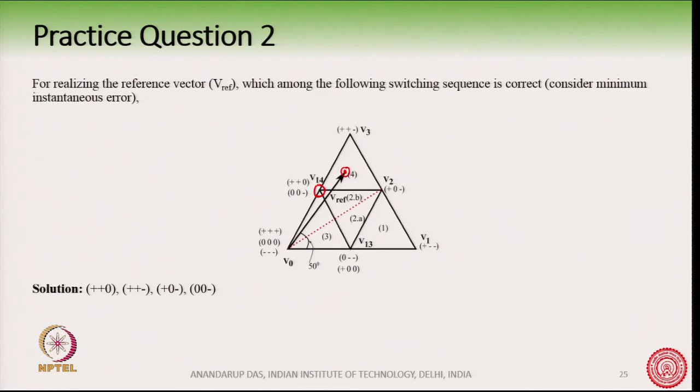So, the switching will start from here. We have taken a switching like plus plus 0 starting from this one, then plus plus minus, then plus 0 minus, and then coming back to 0 0 minus. This is how the switching will happen.